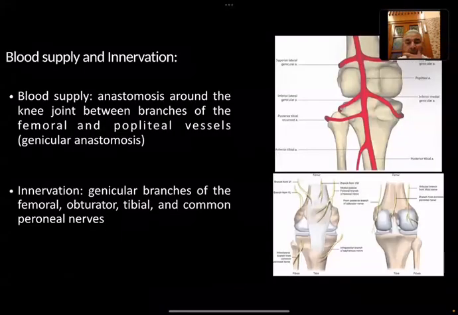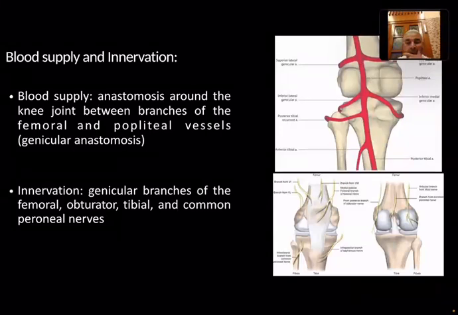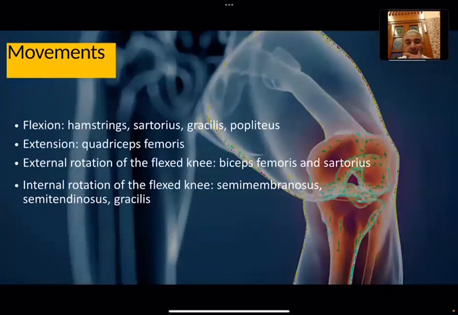Blood supply and innervation. Blood supply: anastomosis around the knee joint between branches of the femoral and popliteal vessels, the genicular anastomosis. Innervation: genicular branches of the femoral, obturator, tibial and common peroneal nerves. Movement: flexion by hamstrings, sartorius, gracilis, popliteus; extension by quadriceps femoris; external rotation of the flexed knee by biceps femoris and sartorius; internal rotation of the flexed knee by semimembranosus, semitendinosus, and gracilis.